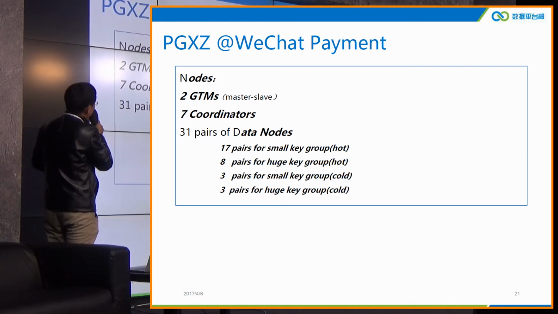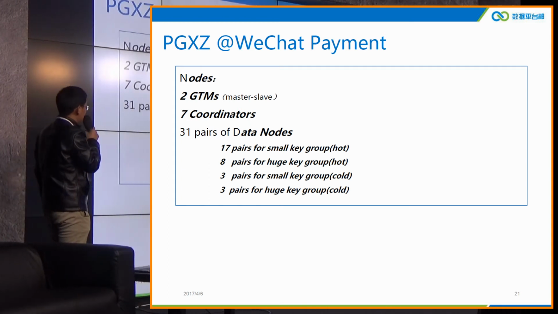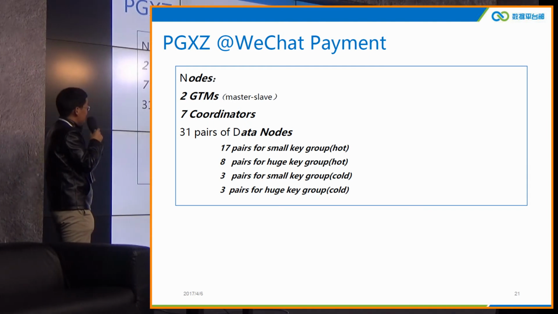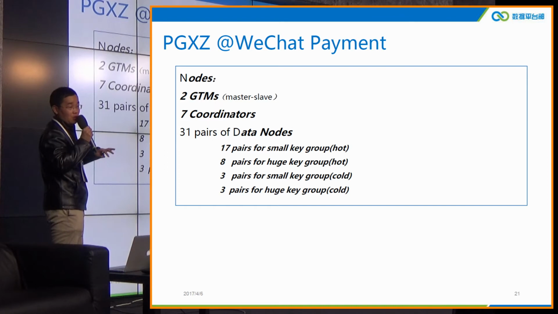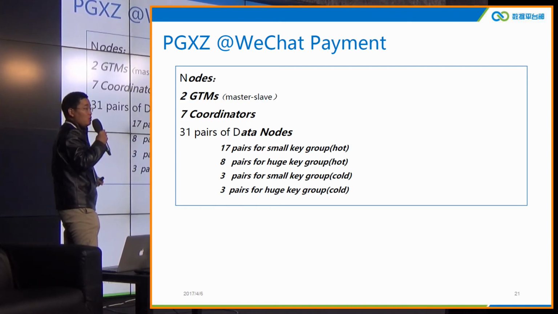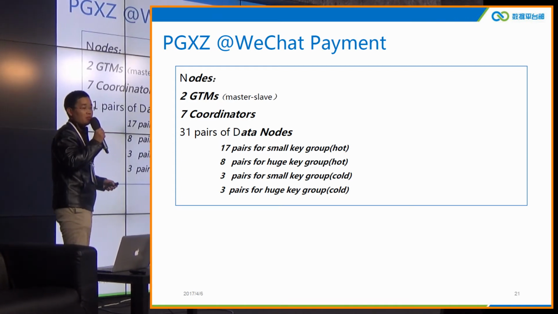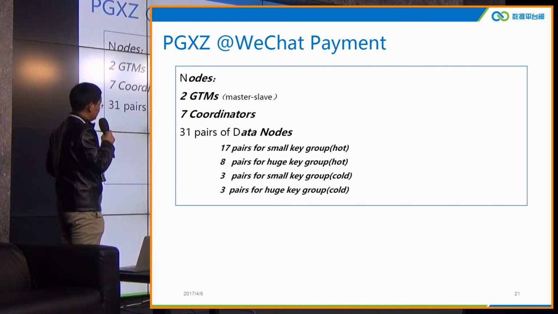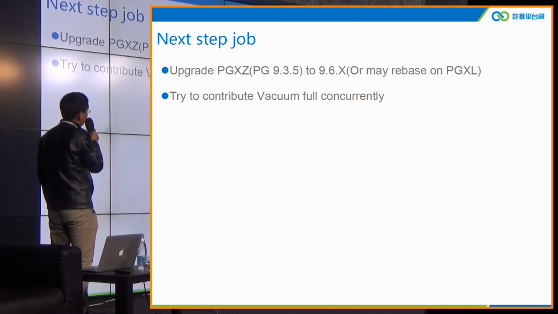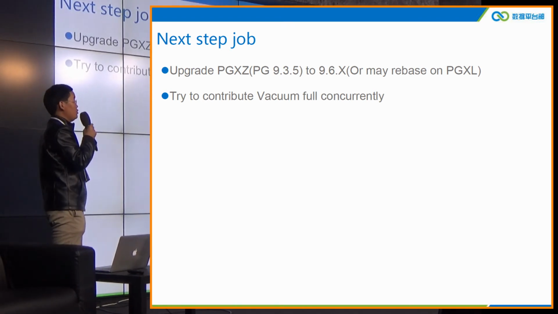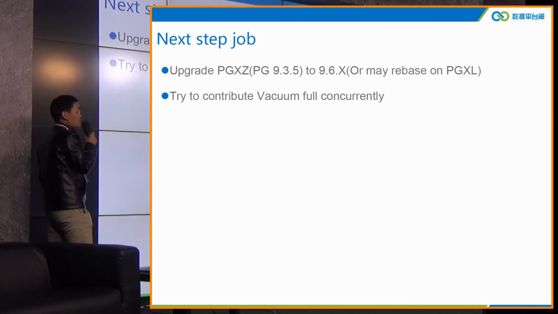Here is about the PGXZ cluster of WeChat payment. At present, we have 2 GTMs, 7 coordinators, and 31 pairs of data nodes. But at the beginning, when the whole cluster was initially built, we had only 15 pairs of nodes. So in the past 2 years, we scaled out almost 3 times, and we will scale out next month too. Next step job: first, we try to upgrade PGXZ to 9.6, or maybe rebase on PGXL. And we will try to contribute vacuum full concurrently to the PostgreSQL community.